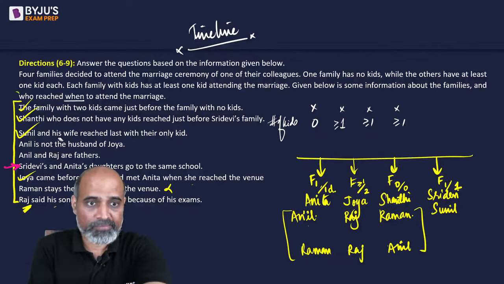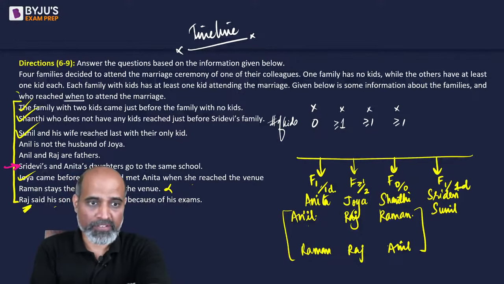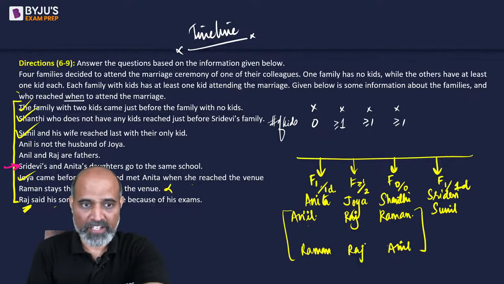Next is Sridevi, Anita, and they have a daughter, right? Sridevi, they have a daughter. Sridevi and Anita's daughters. So Zoya's husband is definitely Raj, right? Raman stays farthest from the venue, has got nothing to do with it. Anil is not the husband of Zoya.